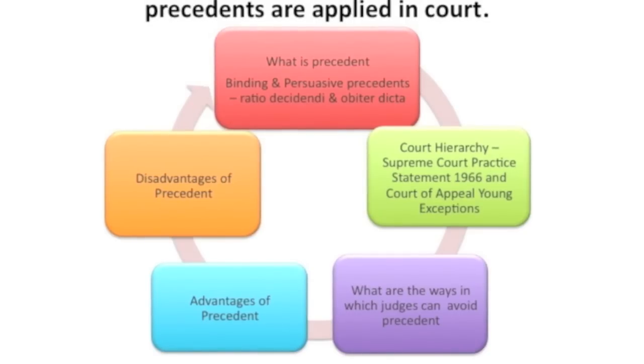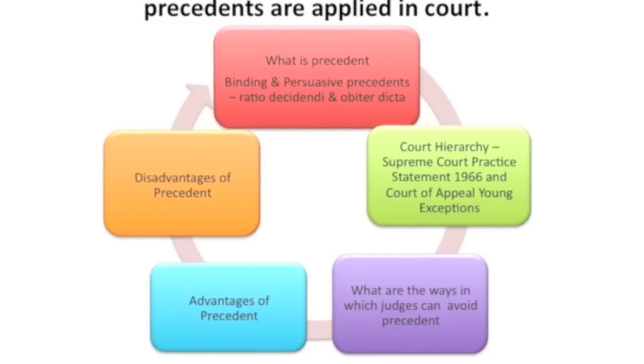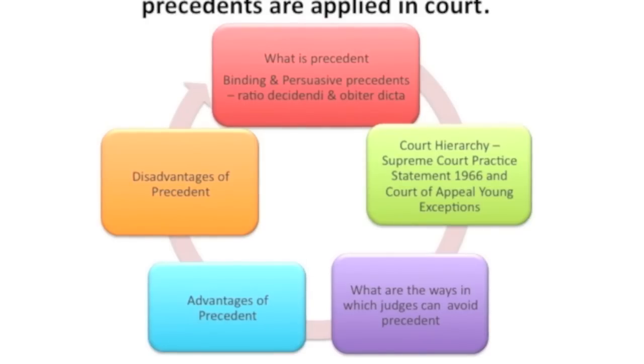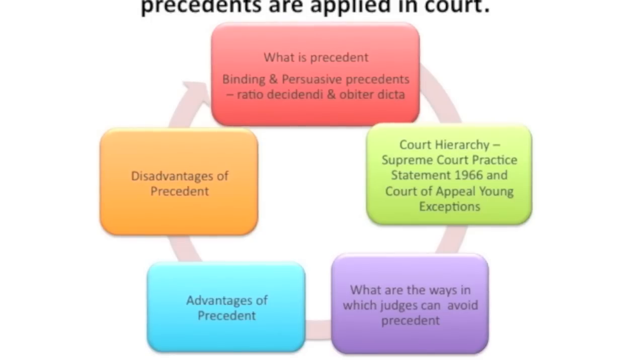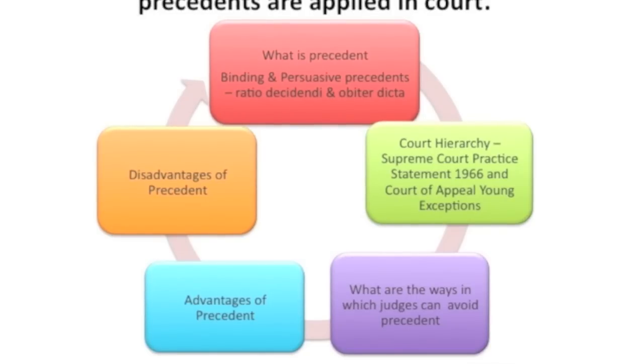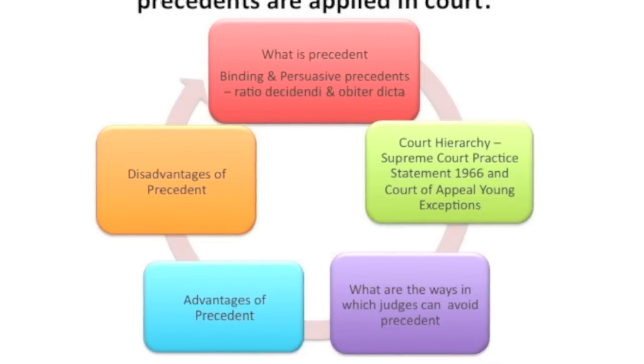Look at the light green shaded box that says court hierarchy. Now for this, make sure that you mention the Supreme Court and the Court of Appeal. When you mention the Supreme Court, you're going to need to cover the Practice Statement 1966. When you mention the Court of Appeal, it will be the Young exceptions. Once you've done that, cover the ways in which judges can avoid precedent, as well as the advantages and disadvantages of precedent, and you will have covered P1.